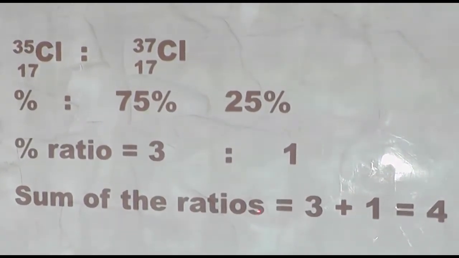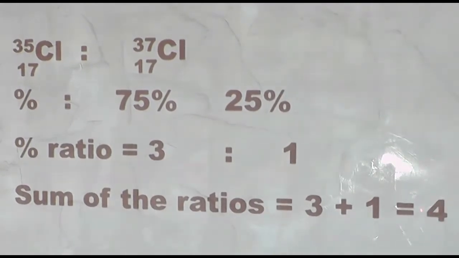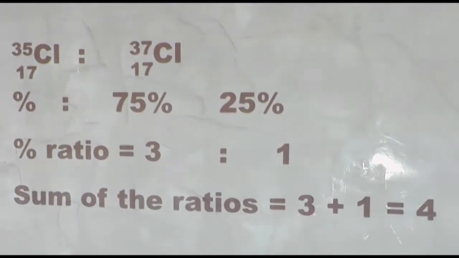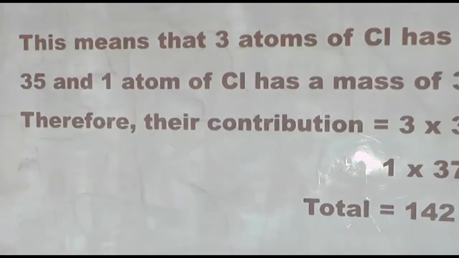To have the sum of the two ratios now, we have 3 plus 1, which is equal to 4. And 4 is the total ratio of the two isotopes.